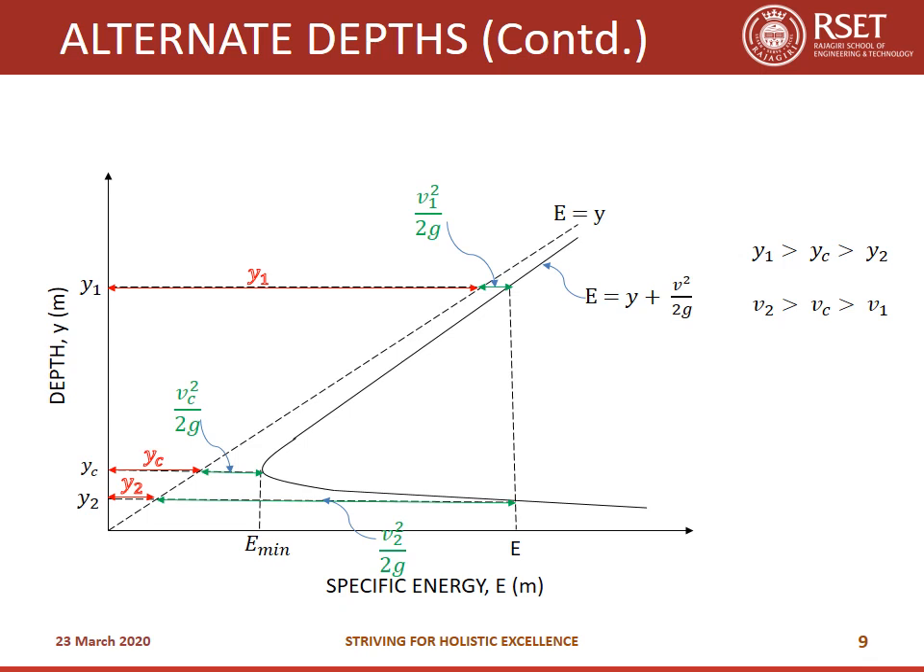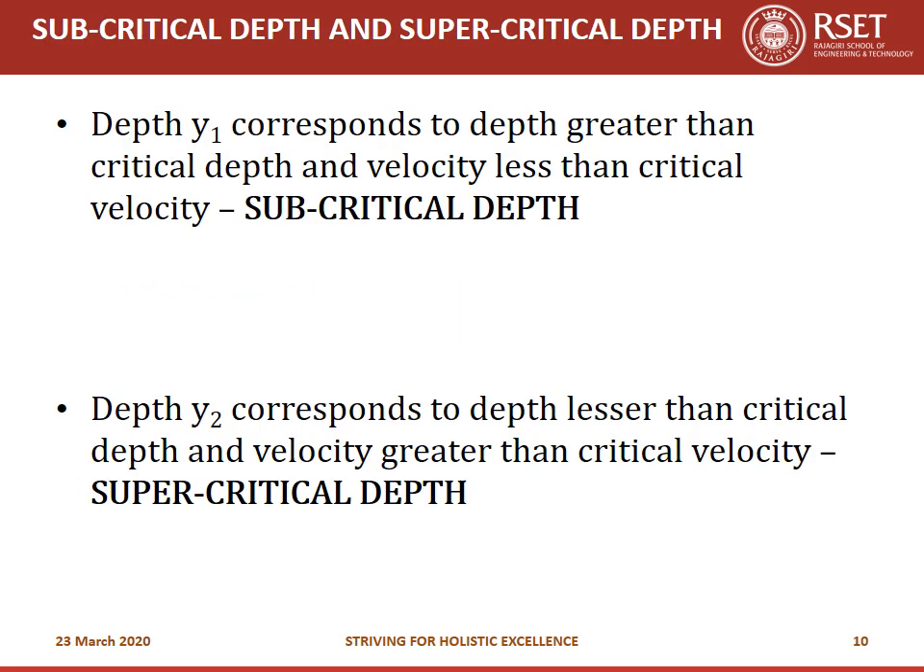So what we have understood from here is that there are two alternate depths. One of them is greater than critical depth and one of them is lesser than critical depth. The one with the value greater than critical depth has a velocity lesser than the critical velocity, and the depth with the value lesser than critical depth has a velocity greater than the critical velocity. So we'll just name these two depths. Depth Y1 corresponds to depth greater than critical depth and velocity less than critical velocity, and this is known as subcritical depth. Depth Y2 corresponds to depth lesser than critical depth and velocity greater than critical velocity, and this is known as supercritical depth.